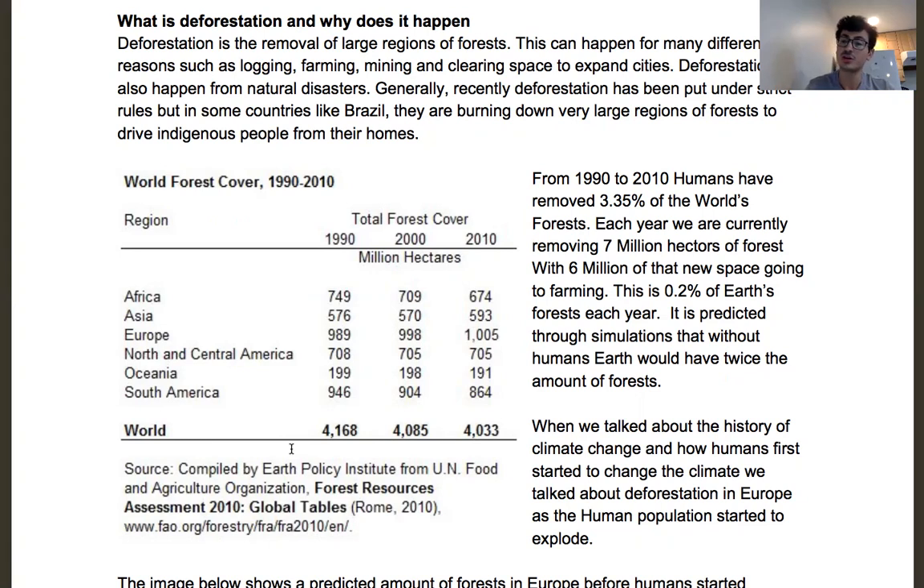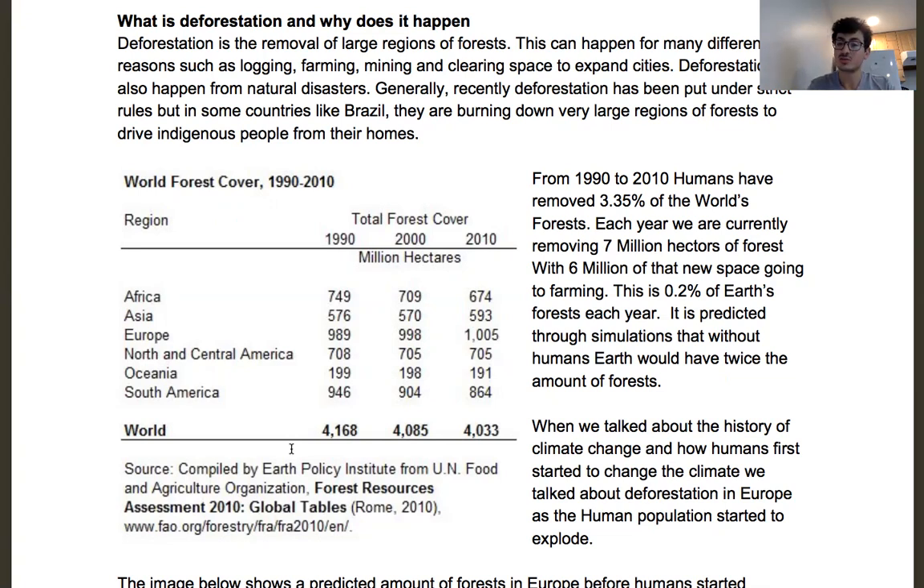And each year, we are currently removing 7 million hectares of forest land, and 6 million hectares of that is going to farming, which is a lot of space going to farming, when it's showing that to feed everybody on Earth, we don't even need that much farming land. So it's almost unnecessary that we're clearing this much forest. And this is about 0.2% of Earth's forest we're removing each year.